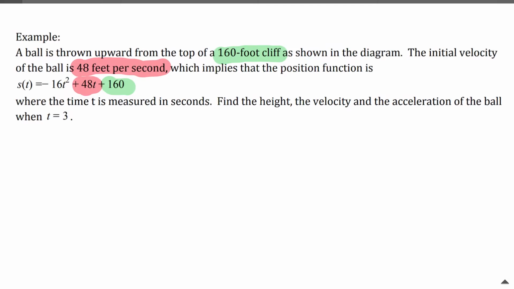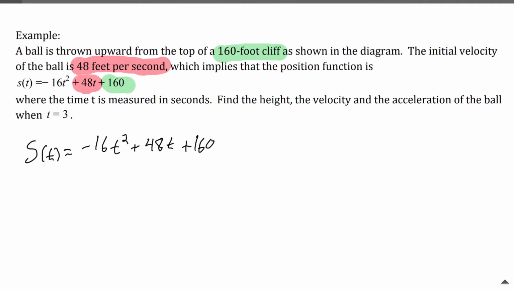So first thing that I like to do here is find each of these functions. So first, I'm going to just rewrite s of t. So we have s of t is negative 16t squared plus 48t plus 160. Then from here, we'll take our first derivative. Our first derivative in this case is going to be our velocity function. So I'm going to write v of t is equal to, right, we apply our power rule. We have negative 32t plus 48.